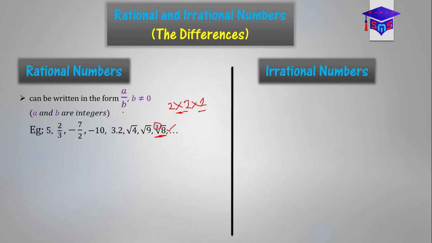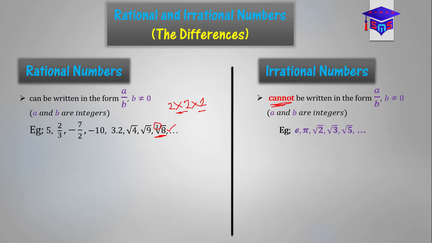Good. On the other side, irrational numbers cannot be written in the form a over b. Rational numbers can be written in the form a over b. Irrational numbers cannot be written in the form a over b. For example, the number e is an irrational number. It cannot be simplified to get a whole number. The number pi cannot be simplified to get a whole number, and therefore it cannot be written in the form a over b. The square root of 2, square root of 3, and the square root of 5.